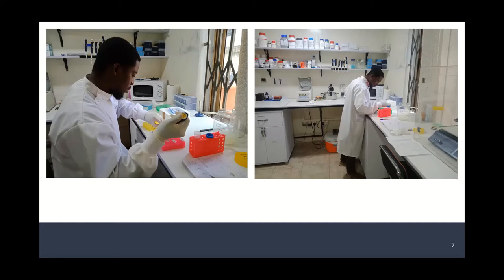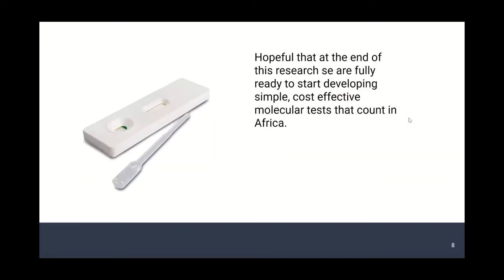And I think this is something that can also be replicated on the continent, and I'm sure Mr. Mboa would also speak to that regard. And I'm hopeful that at the end of this research, we will see a fully developed, simple and cost-effective molecular tool that counts in Africa.